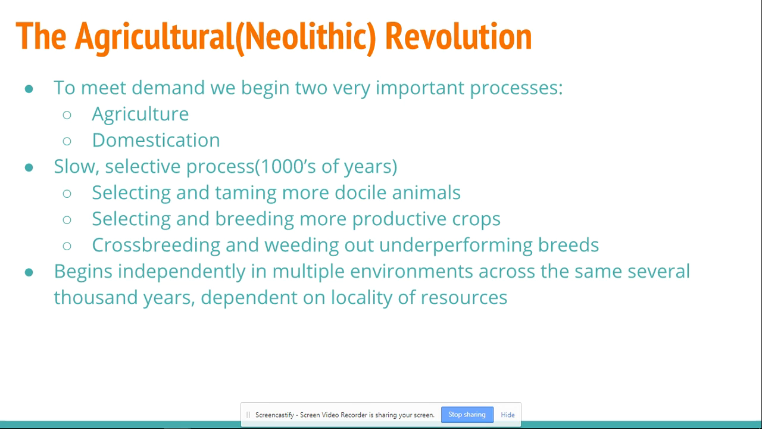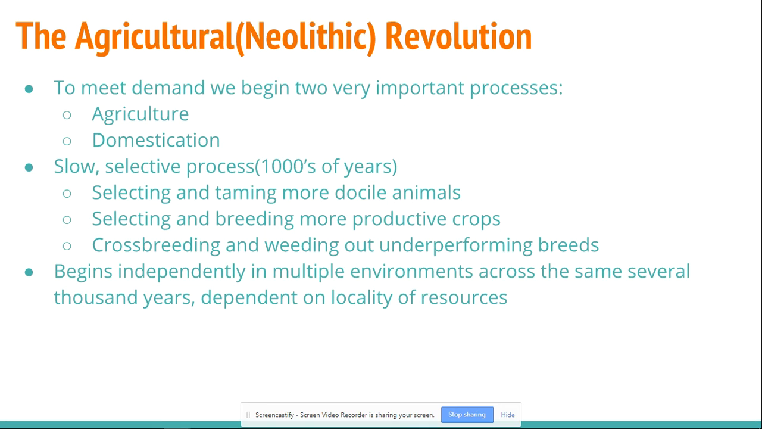So agriculture and domestication, especially domestication, is a very slow and it is a very selective process over thousands of years. Okay. This is the selecting and the taming of the more docile animals that we feel are going to be advantageous to us.